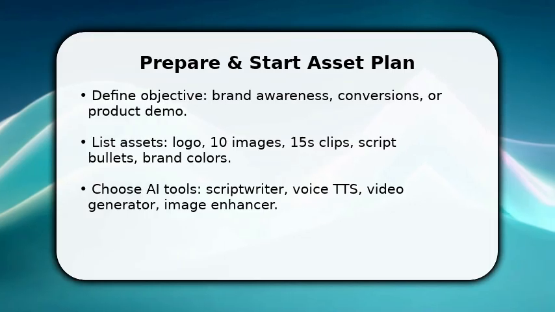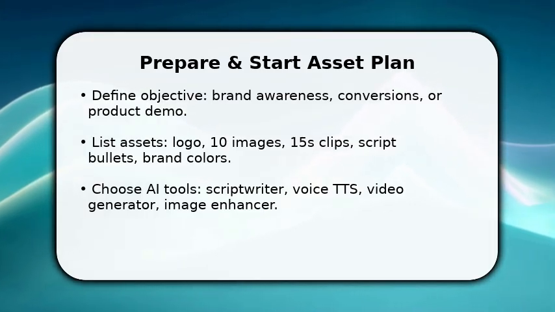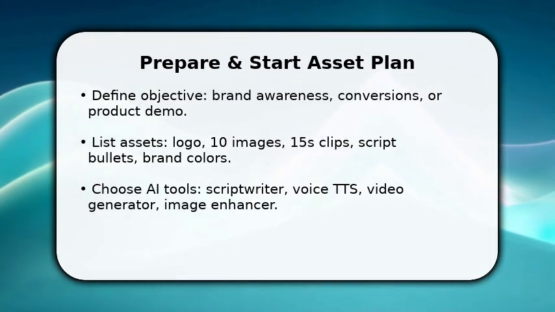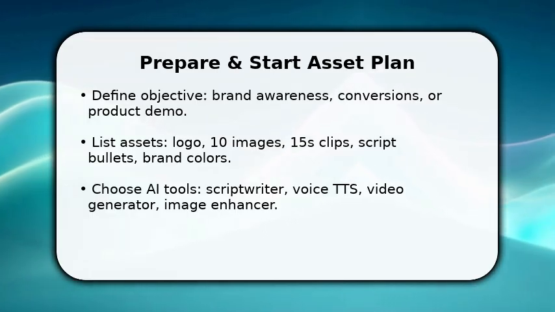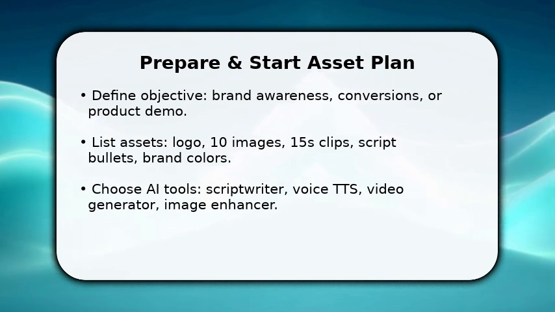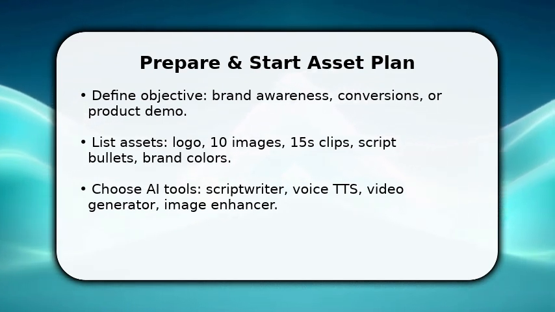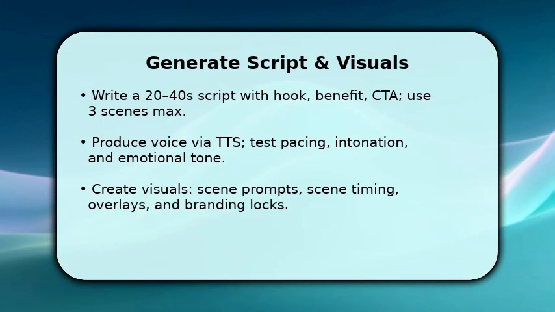Text-to-speech for consistent voice, a video generator that supports 16:9, and an image enhancer for product shots. You'll set tone and length here because the AI follows the brief you supply. You craft a tight 20-40 second script. Hook, one core benefit, and a clear CTA. This structure guides the visuals.